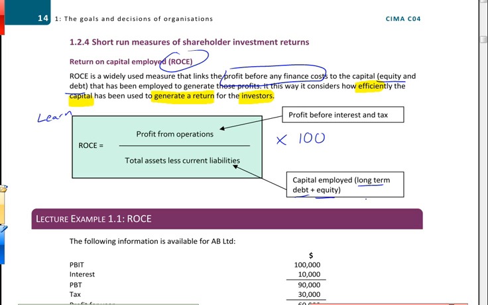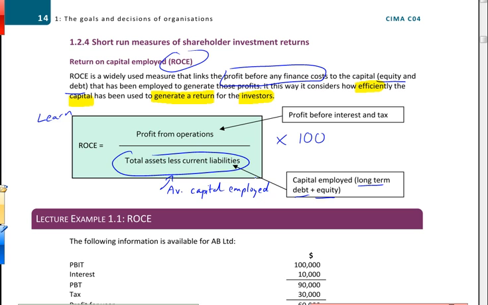Now, sometimes you will need to calculate, rather than just the capital employed at the end of the year, the average capital employed. And the average capital employed is the capital employed at the start of the year plus the capital employed at the end of the year divided by 2, and that will give you the average capital employed. So if you're given the capital employed at the start of the year and at the end of the year, the question will expect you to calculate return on capital employed based on the average capital employed.